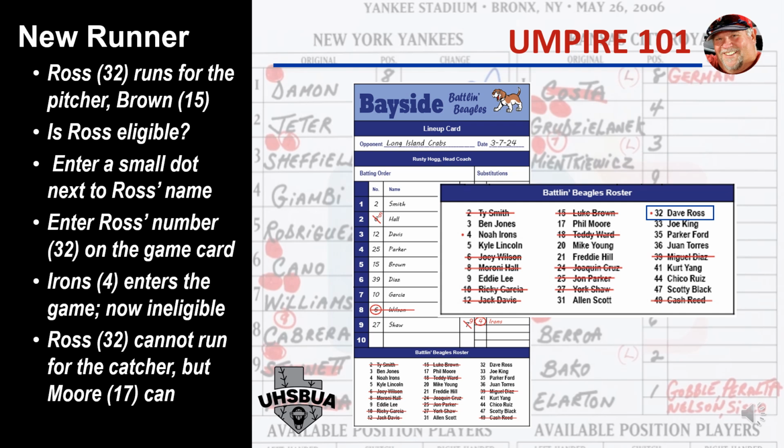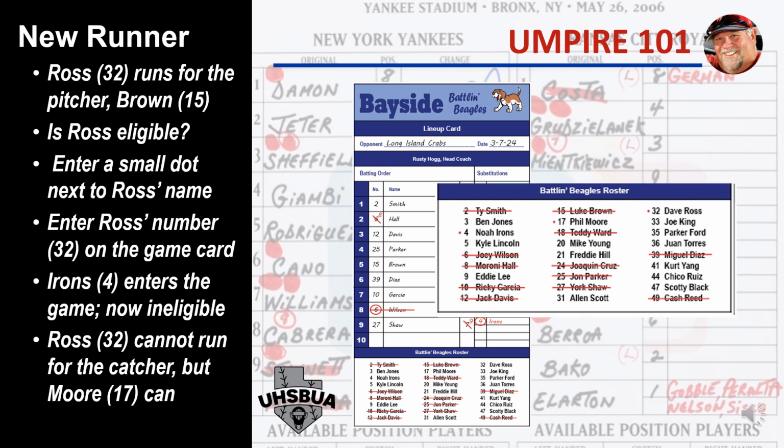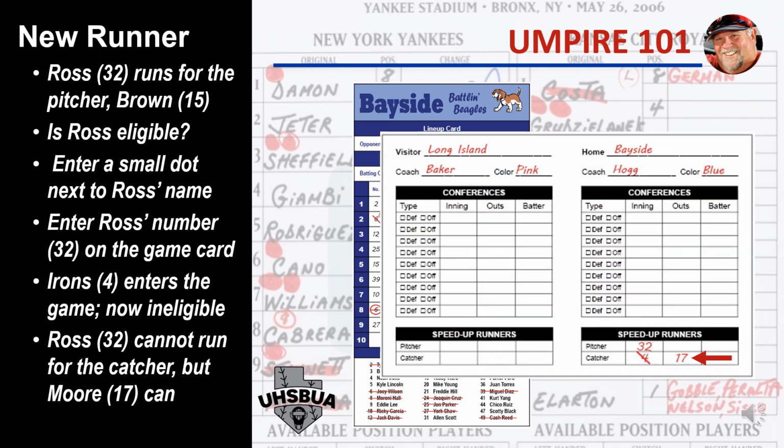Coach Hogg then sends out number 17, Moore. Moore's name is still on the roster, and there is no dot next to it, so he is eligible. After entering a dot next to his name, we enter his uniform number on the game card as the new courtesy runner for the catcher.